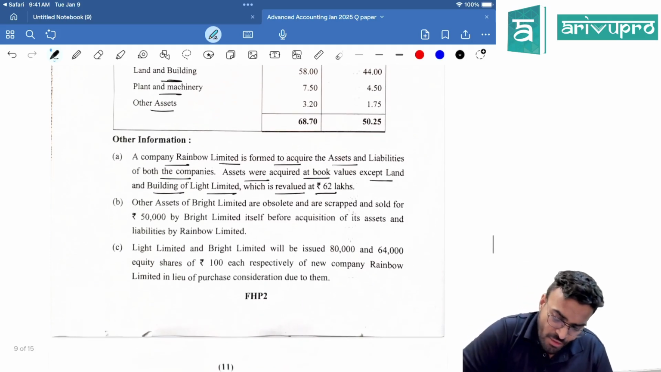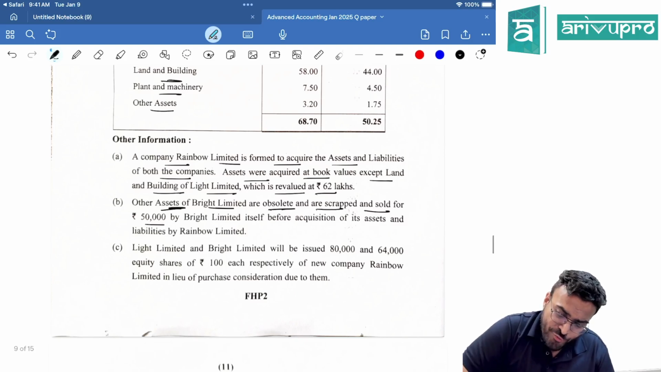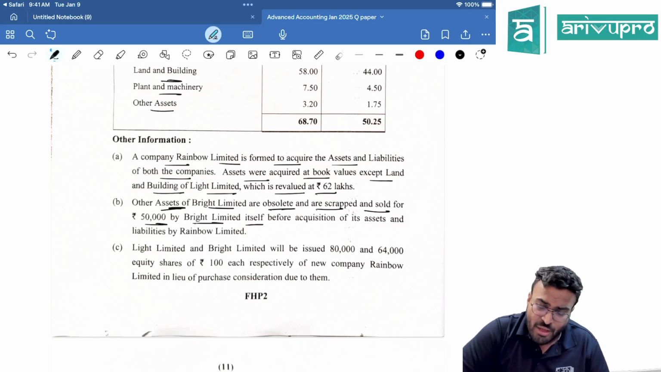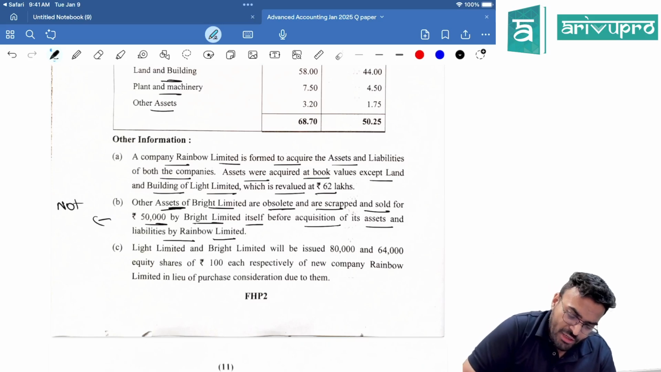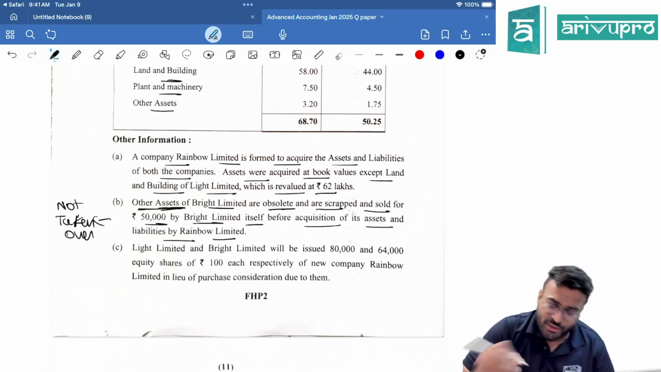Other assets of Bright Limited are obsolete and are scrapped and sold for 50,000 by Bright Limited itself before acquisition of its assets and liabilities by Rainbow Limited. That means not taken over. Other assets are not taken over. Remember this.